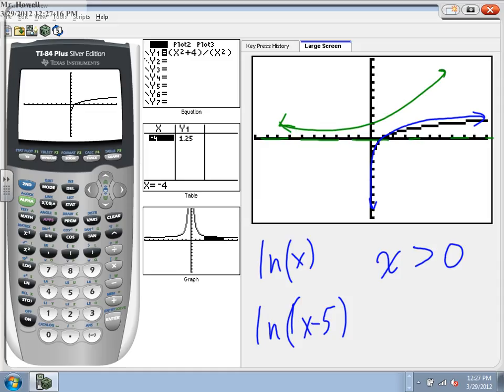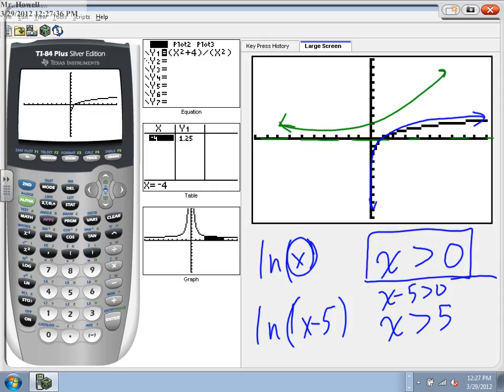What's going to cause a problem? If you put a 4 in here, what's 4 minus 5? -1. And we said you can't have that. What if you plug a 5 in? It can't be that either, because it's 0. So it's just everything greater than 5. How do I get that? I start by setting this greater than 0. The argument must always be greater than 0. That's my rule up top. Then I set whatever the argument is greater than 0, move the 5 over, and that's your domain for natural log. Are we clear on that?